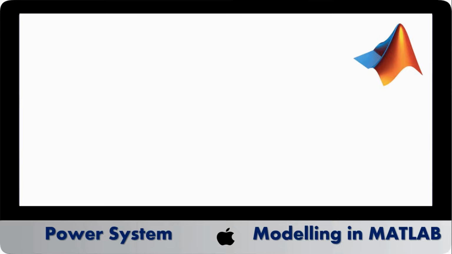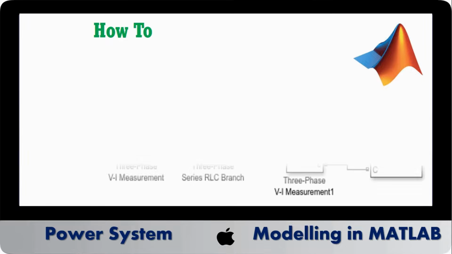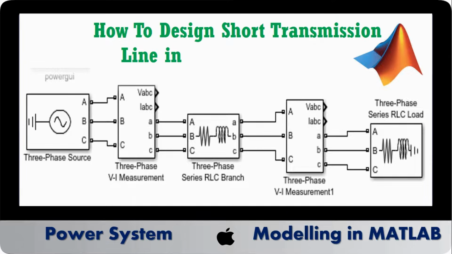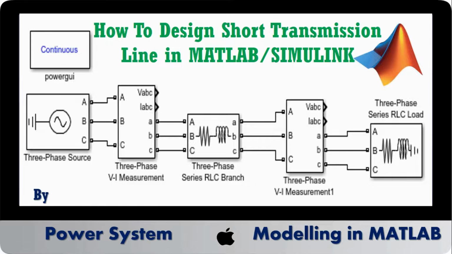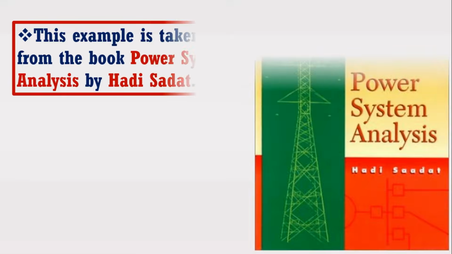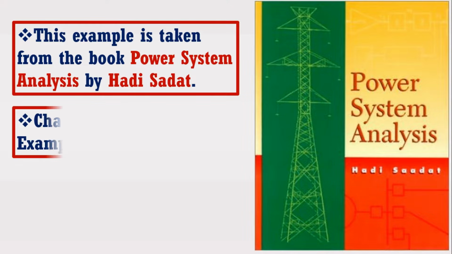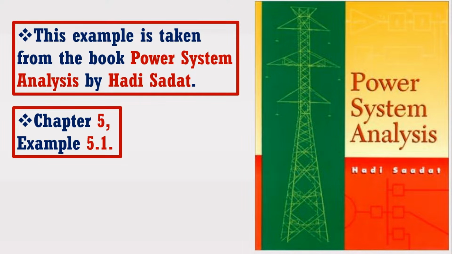In this tutorial I am going to teach you how to model a short transmission line in MATLAB Simulink software. I have taken an example from the book Power System Analysis by Hadi Sadat, chapter 5, example 5.1 as shown here.